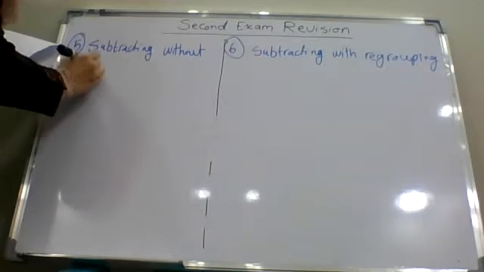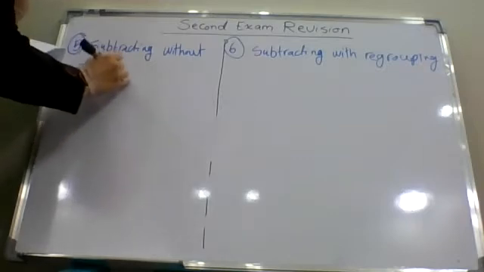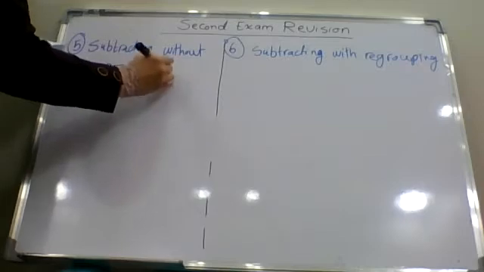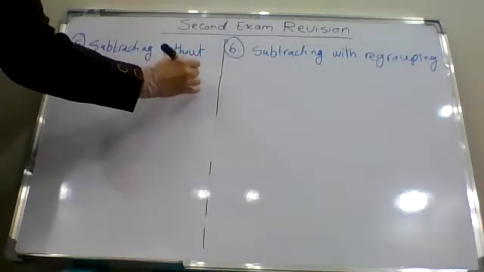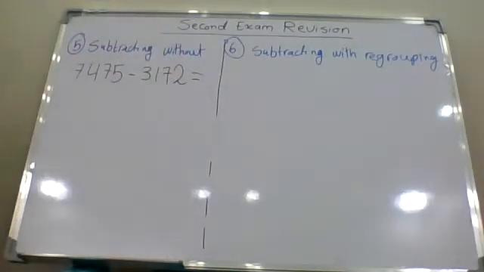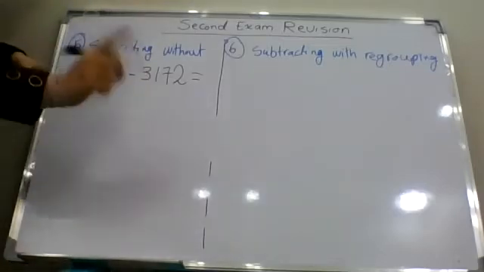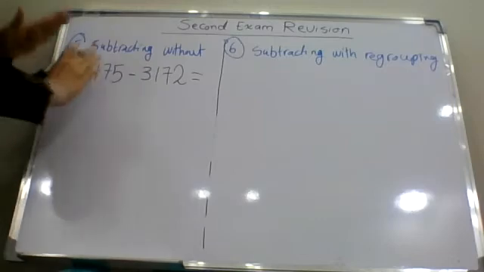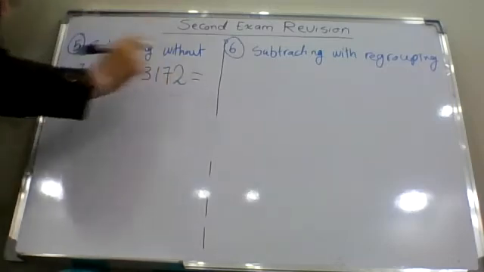I have 7,475 subtracted from, take away 3,172. And I need to answer, okay? This is subtracting without regrouping. Now, if I want to subtract, I do the same as addition, but make sure you're not allowed to switch places. You have to write the first number first, then you write the second number, okay?